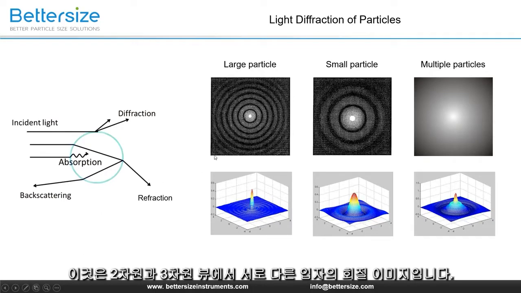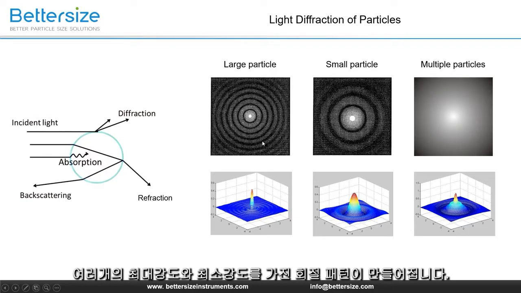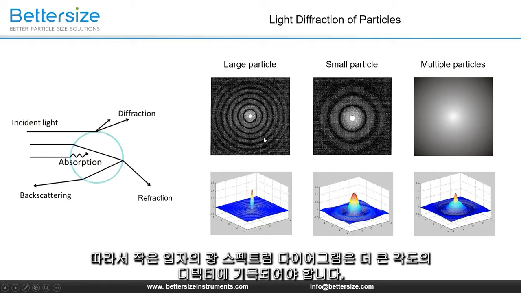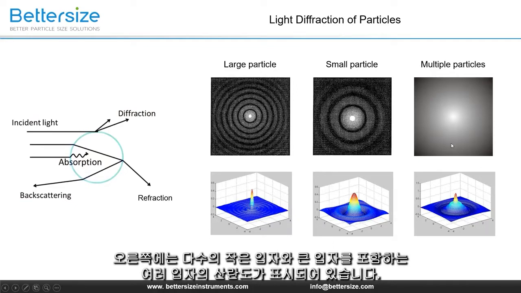These are the diffraction images at different particles in two-dimensional and three-dimensional view. If we visualize the laser diffraction as such an object in forward direction on the screen, a diffraction pattern with several intensity maxima and minima is created. A larger particle diffracts the laser beam less than a smaller particle. So, the light spectral diagram of the small particles must be recorded at larger angles by detectors. On the right, the scattering diagram on multiple particles that contains numerous small and large particles is shown.